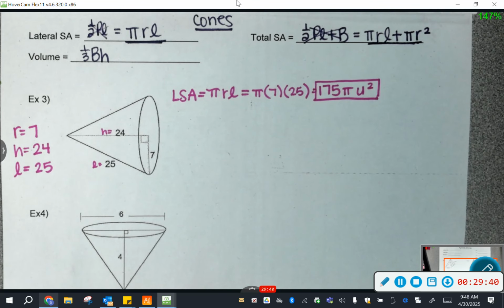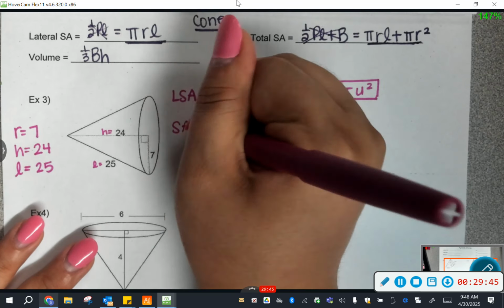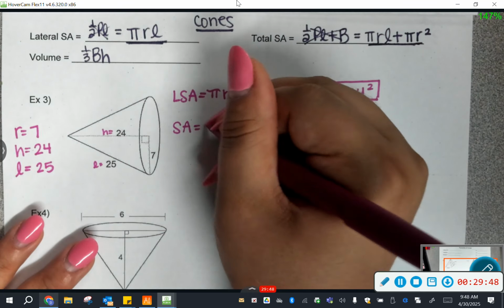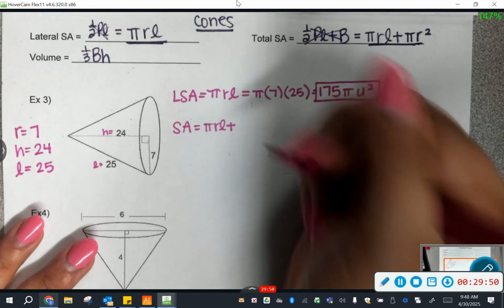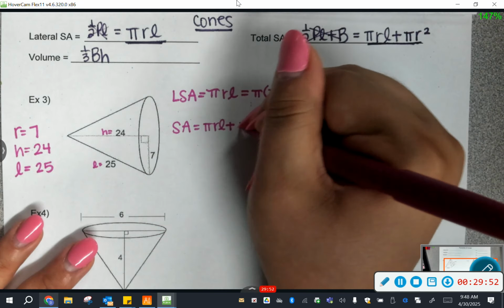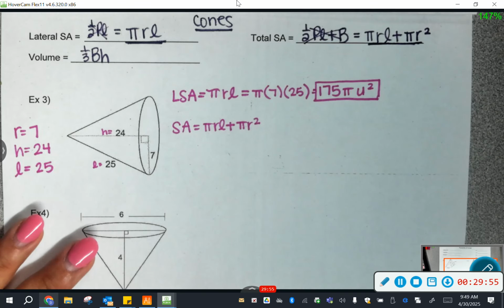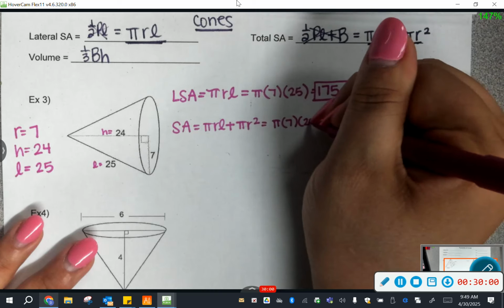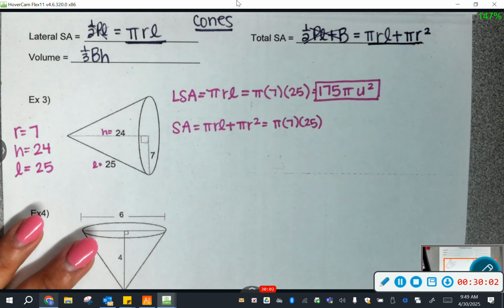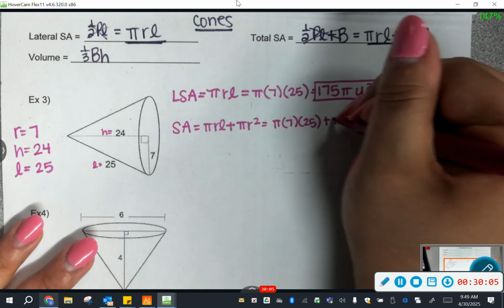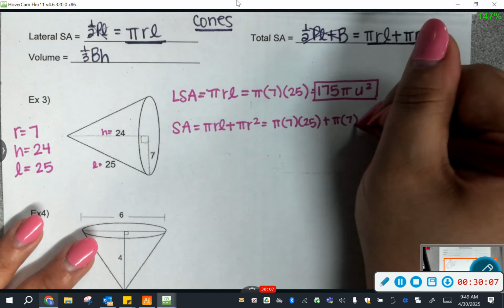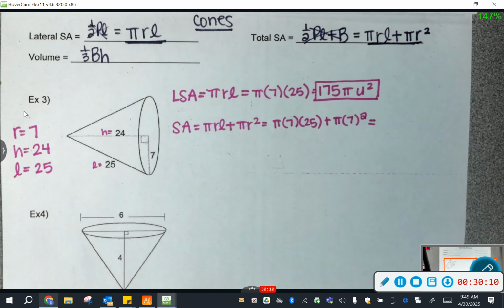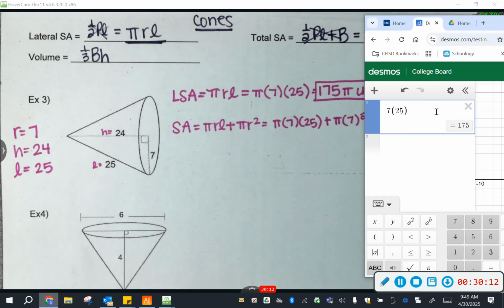What questions do I have about lateral surface area? Total surface area, what's my formula? Pi RL plus pi R squared. Let's just plug in. We're doing pi RL again, plus pi, what's my R again? 7 squared. Put that in the calculator without pi.